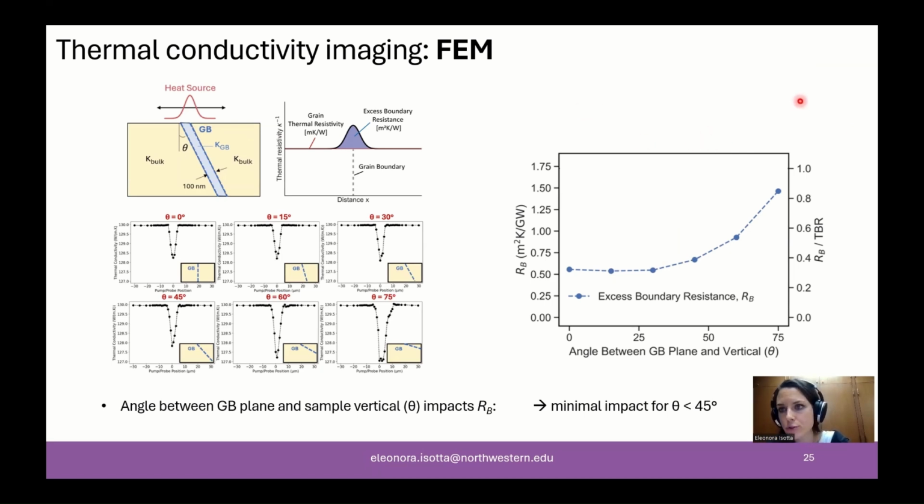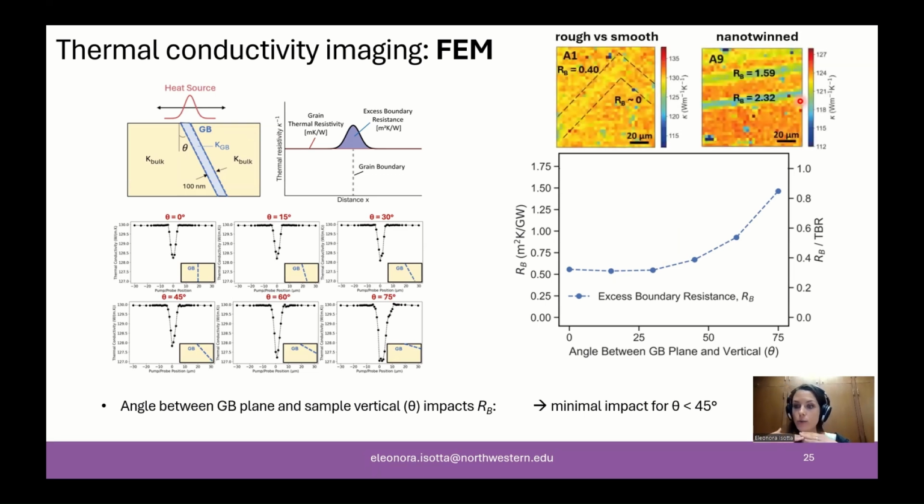For the boundaries that we have analyzed with TEM, we could verify the angle from the TEM lamella, and the angles were all below 45 degrees. So in the region where we do not expect to see a change of the excess boundary resistance with angle. So comparisons should hold. The only exception was for the rough versus the smooth boundary.